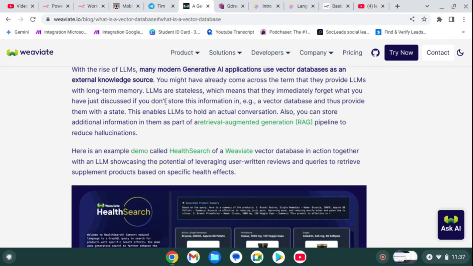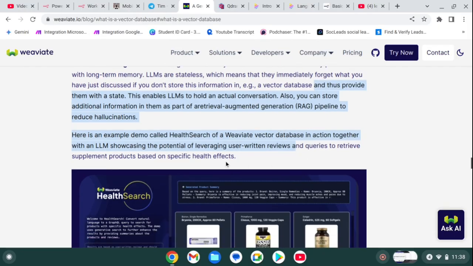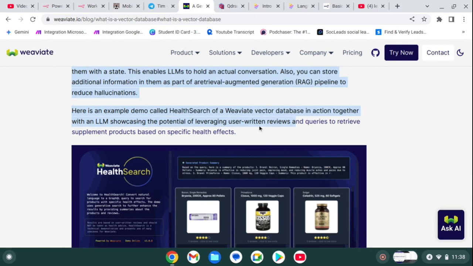LLMs are stateless, which means they immediately forget what you just discussed. If you don't store information, for example in a vector database, and thus provide them a state, to enable the LLM to hold an actual conversation. Also, you can store additional information as part of a retrieval augmented generation or RAG pipeline. Here is an example of a called health search. After a vector database in action together with an LLM, showcasing the potential of leveraging a user written query.